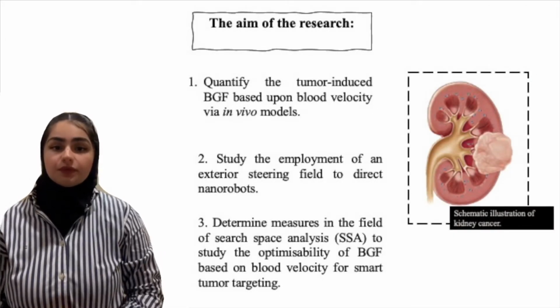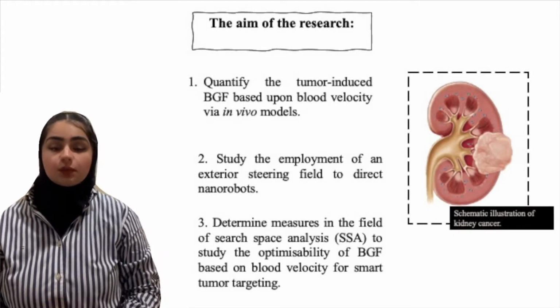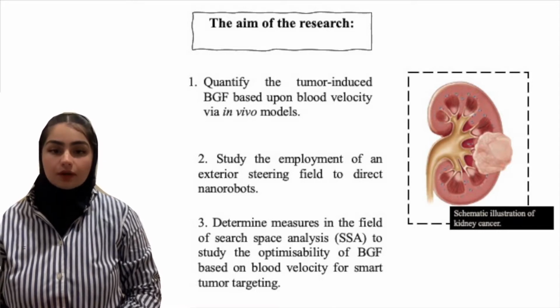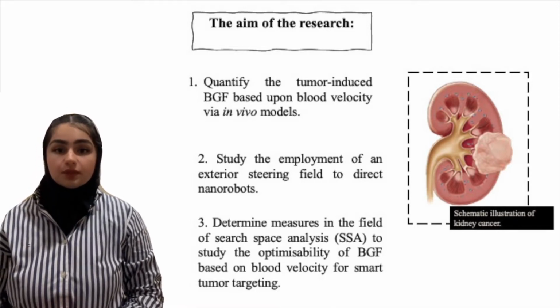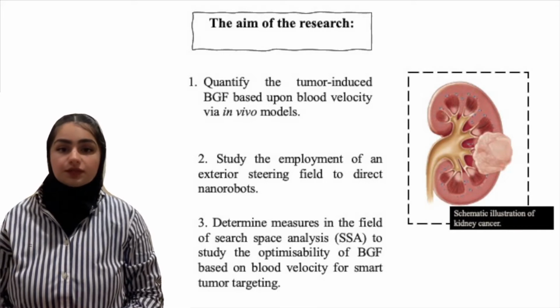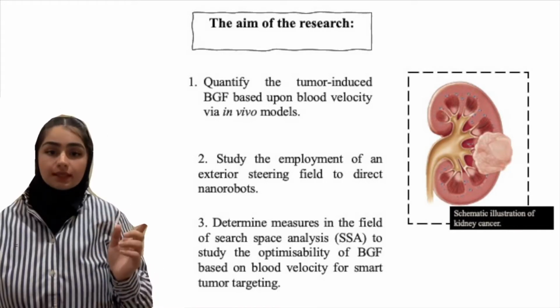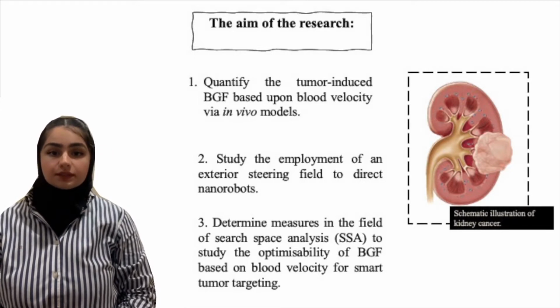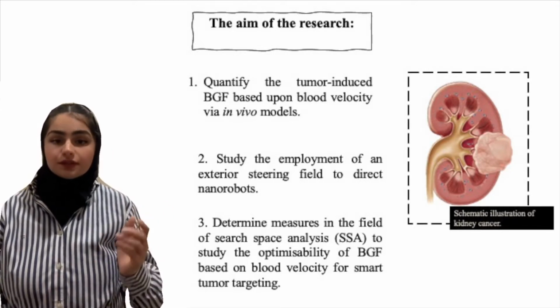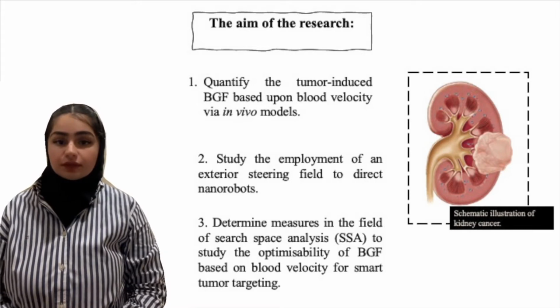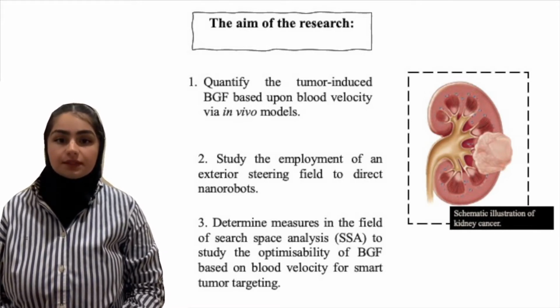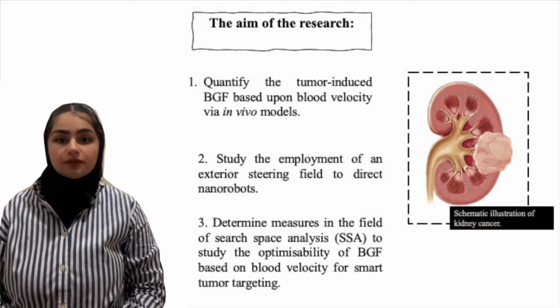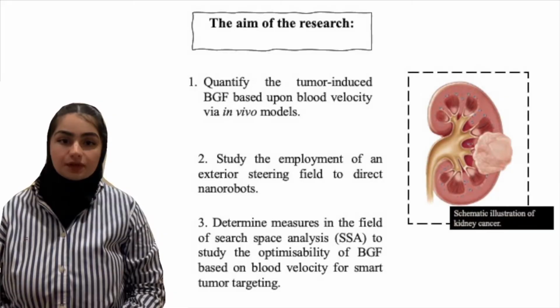Therefore, the aim of the research is, firstly, to quantify the tumor-induced biological gradient field based upon blood flow velocity using in vivo models. Secondly, to study the employment of an exterior steering field to guide the nanorobots. Finally, to determine the measures in the field of search space analysis to study the optimizability of the biological gradient field based upon blood velocity for smart tumor targeting.